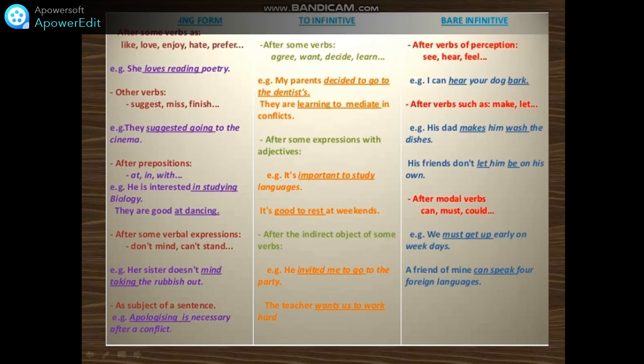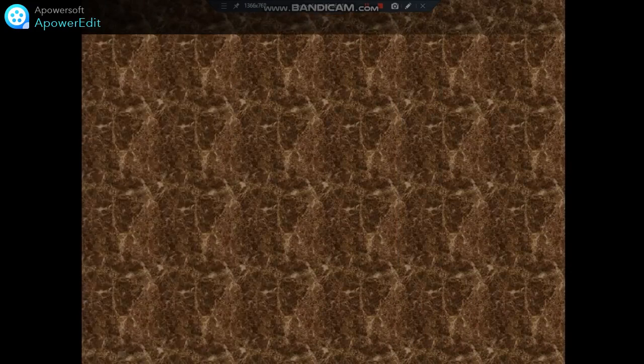After modal verbs like, for example, can, must, or could, for example, we must get up early on weekdays. We must get up after modals. A friend of mine can speak 4 languages. Can, of course, is followed by a bare infinitive. Alright, now let's move to practice.